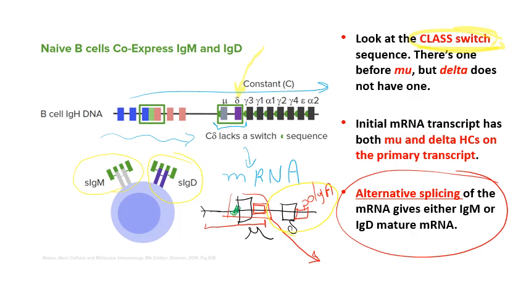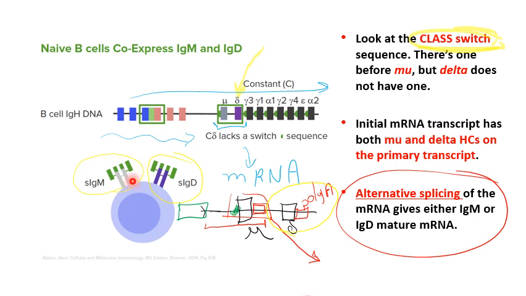Now, notice that the variable region is exactly the same. Nothing happened to that. It's still there. It's going to be right here. The variable region is going to be right there. And it is exactly the same for the IgM as it is for the IgD. The only thing that's happening here is a swapping of the tail.